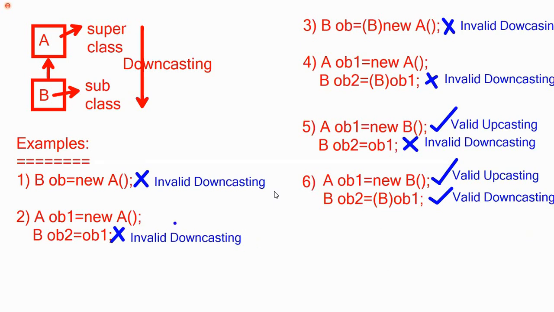In the 6 examples, only the last one is valid. The remaining 5 are not valid. The 5th one is not valid because there is no explicit type conversion. The 3rd and 4th are not valid because there is no upcasting. The 1st and 2nd are not valid because there is no upcasting and no explicit type conversion.